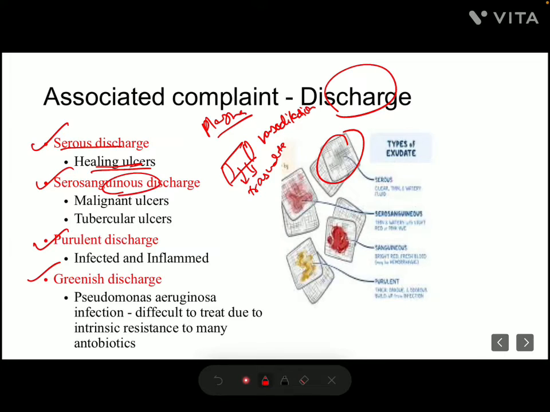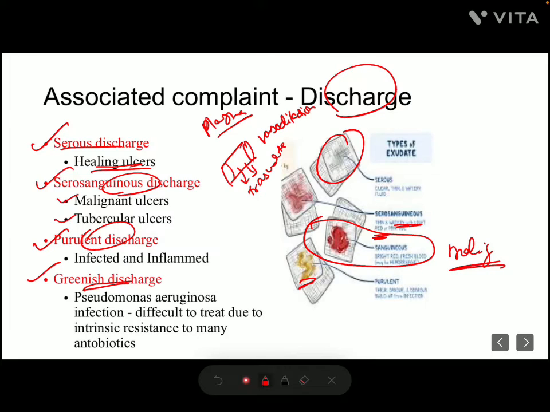Serosanguinous discharge is especially seen in malignant ulcers and tubercular ulcers. Here, red blood cells are present along with abundant plasma. Purulent discharge is seen whenever pus is present, whenever infection has set in, as you can see in this picture. And bleeding can occur, especially in case of malignant tumors, bleeding on touch, right?